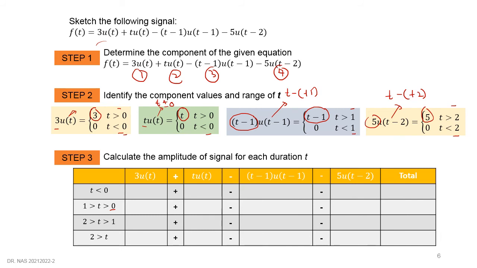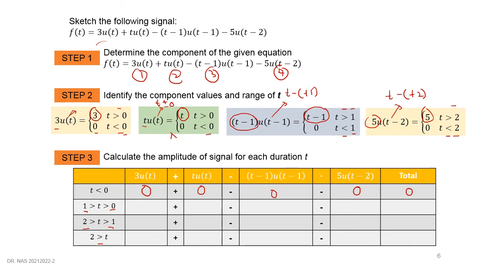It's still the same range. Moving to the next component, less than 1, and then larger than 1 but less than 2, and lastly larger than 2. Next, calculate the amplitude for each duration and for each component. Look at the first component. When t is less than 0, the amplitude is 0. The second component, when t is less than 0, always 0. Same goes to the third component and the fourth one. Total them up, you got 0.